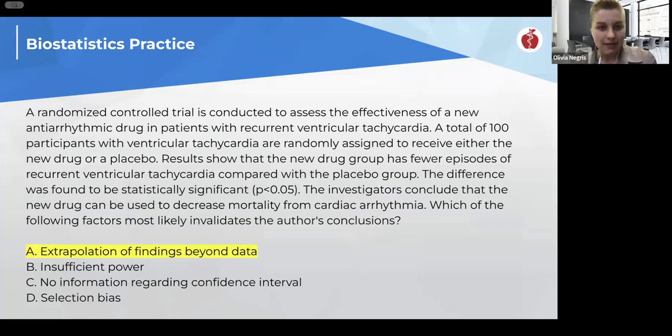So extrapolation invalidates our findings because it's relying on assumptions that observed patterns will continue. And this is often not the case in real world scenarios. And it's really hard to predict future values if factors are changing. So in this case, they're saying that there are fewer episodes of recurrent VTAC, but we can't necessarily conclude that that's going to decrease mortality in a real world setting, decreasing the episode.